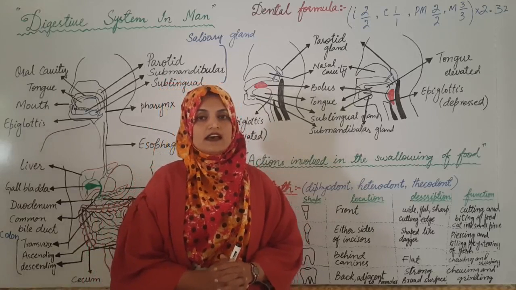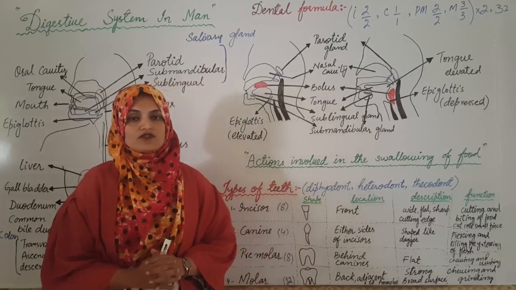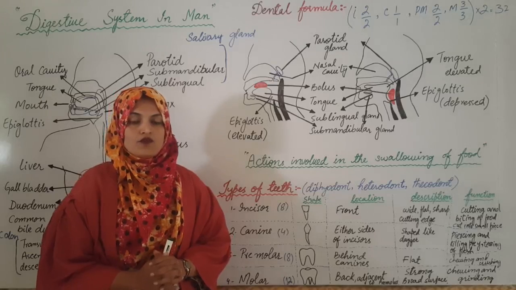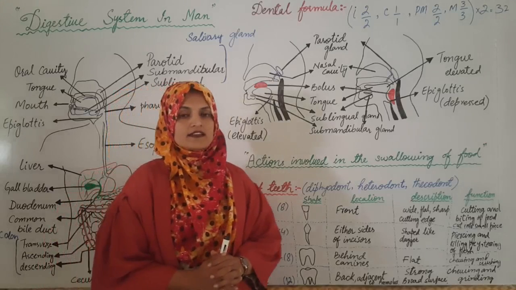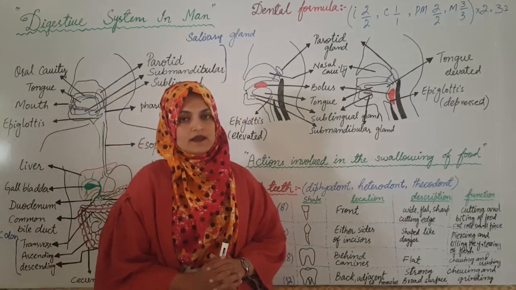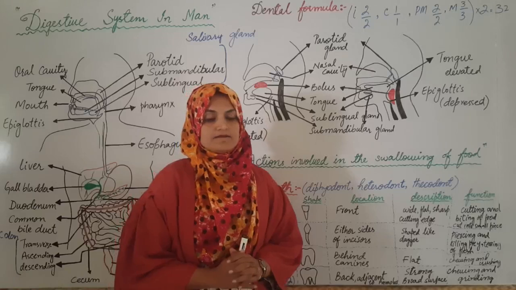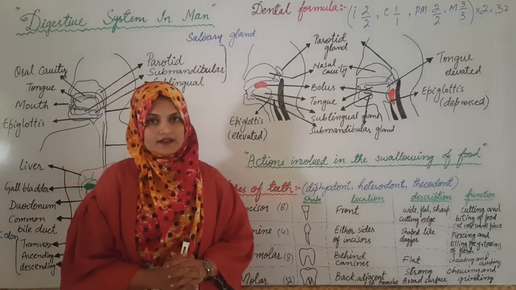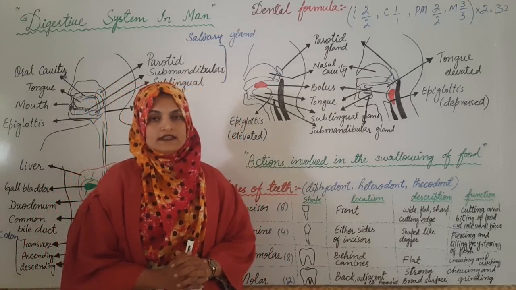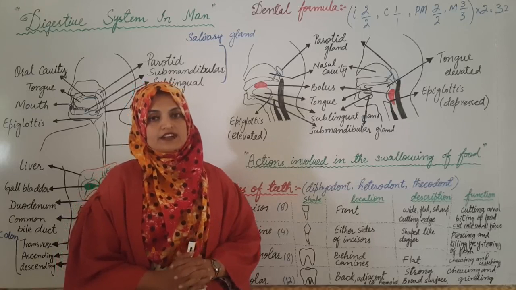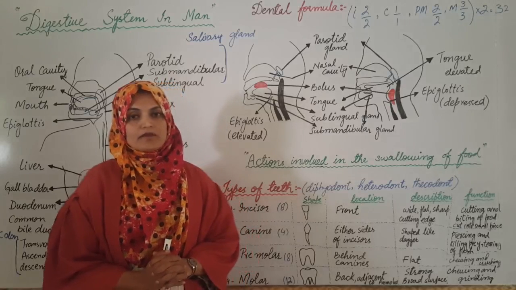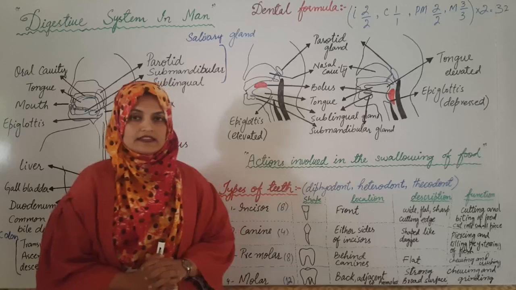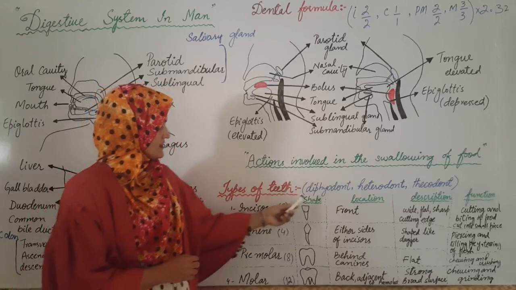Diprotodont means there are 2 sets of teeth present in the whole life of man. One is the milk set and the other one is the permanent teeth. The milk teeth set is present till the age of 7 or 8 years. After that, the milk teeth shed off and in place of them, permanent teeth come out from the gums. That's why the teeth of man are termed as diprotodont.